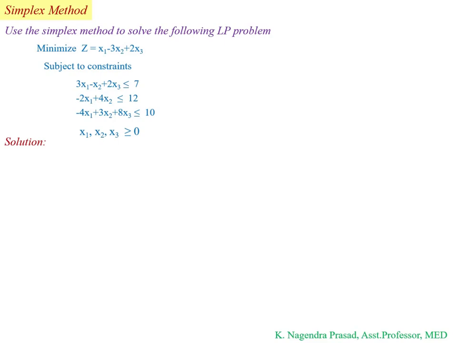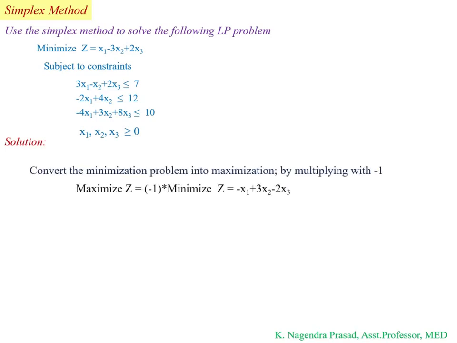Let's see the solution. Here observe that the given problem is to minimize the objective function. When the objective function is minimized, we first have to convert it to a maximization problem by multiplying by minus 1. So the objective function is maximize z equal to minus 1 into minimize z, which is equal to minus x1 plus 3x2 minus 2x3.